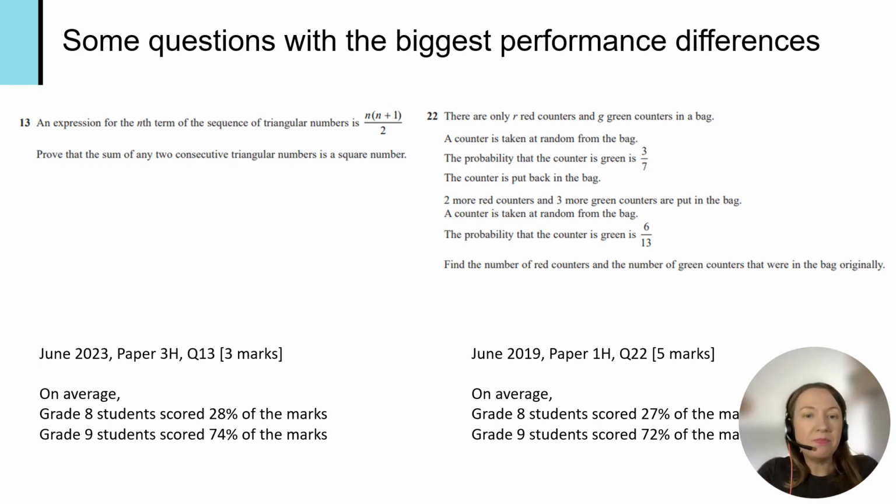of triangular numbers. And then we've got to prove that the sum of any two consecutive triangular numbers is a square number. So if you pause the video and have a go at it, it's really not that challenging. It's only a 3-mark question. It flows through quite nicely. So the key here is all in the setup.